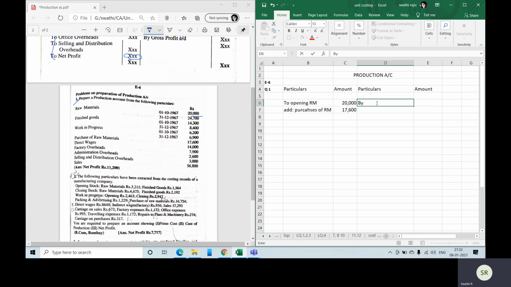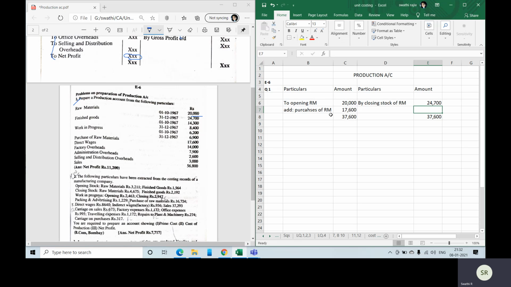So basically the answer will end up being the same. Closing stock of raw materials are 24,700. And now finally the balancing figures, these two together 37,600, and out here again you have 37,600.